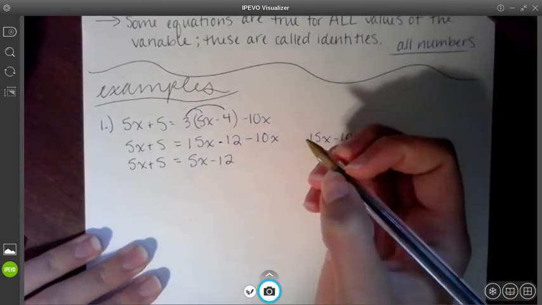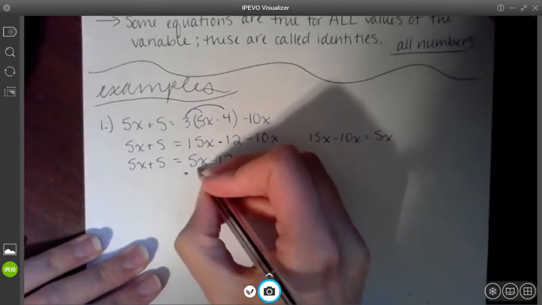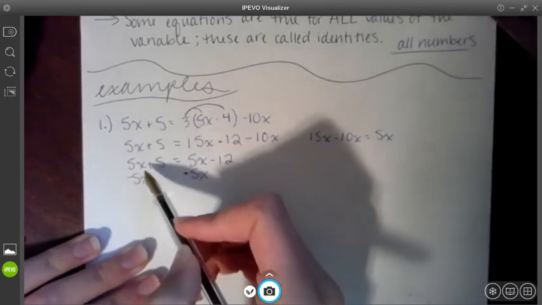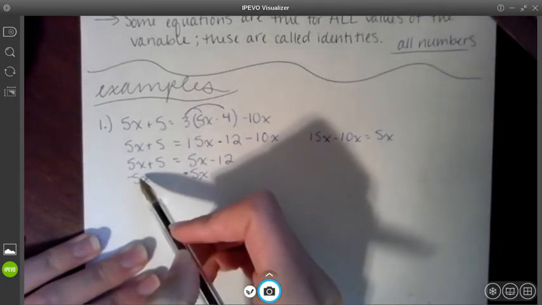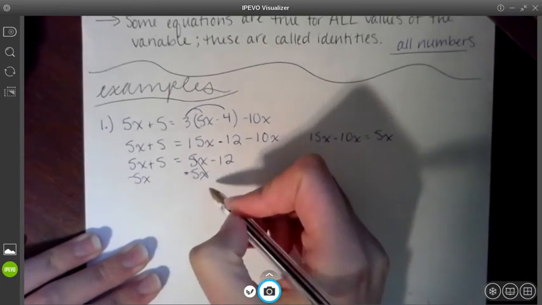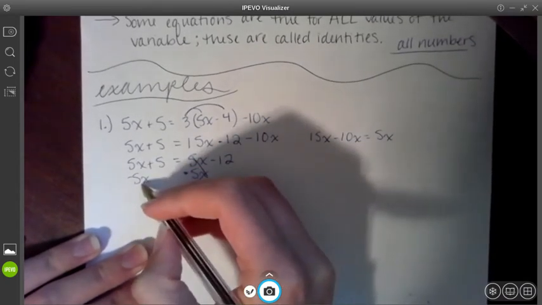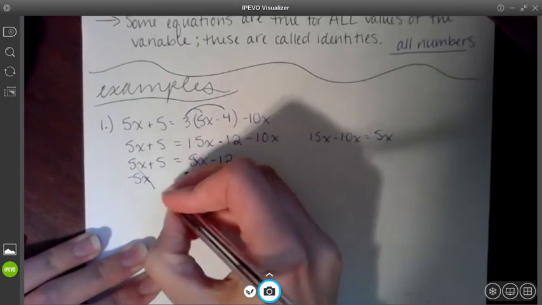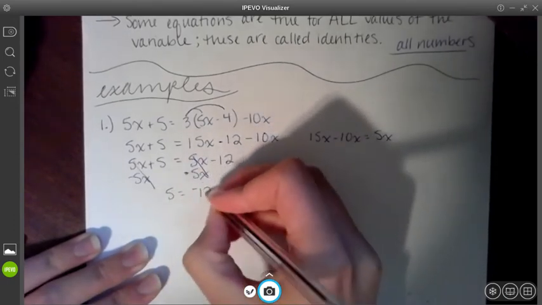All right. So let's get the variable on the same side. So I'm going to subtract 5x over here. That means I have to subtract it over here. I'm lining it up under the like term. Okay, so that'll cancel, and we have, well, 5x minus 5x. Well, that also cancels. We're left with 5 equals negative 12.